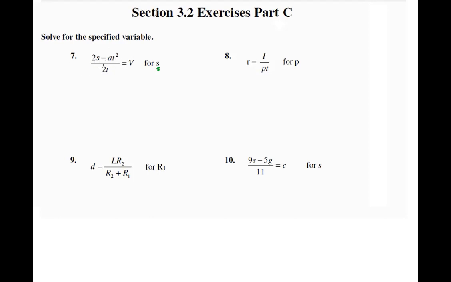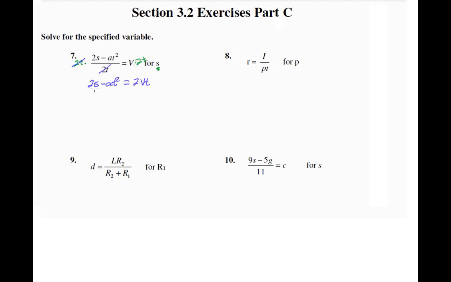So we peel it off. The last thing that happened, this is 2s minus at squared over 2t. So get rid of this over 2t by multiplying by 2t on that side and this side times by 2t. And we now have 2s minus at squared, because those guys just canceled, equals 2vt.